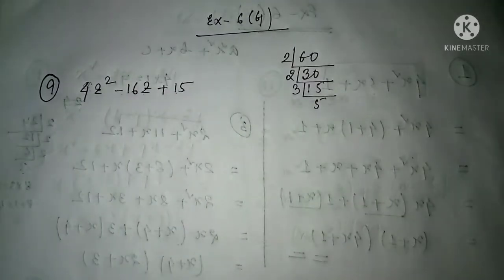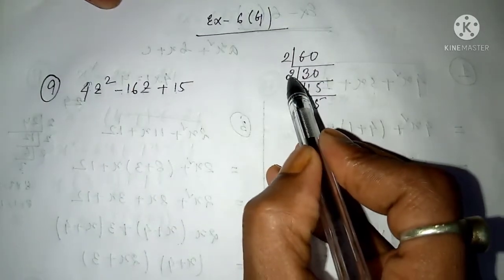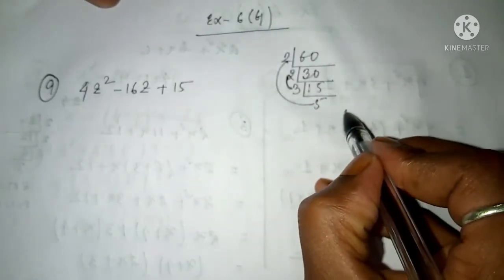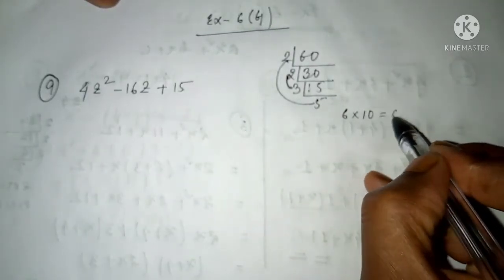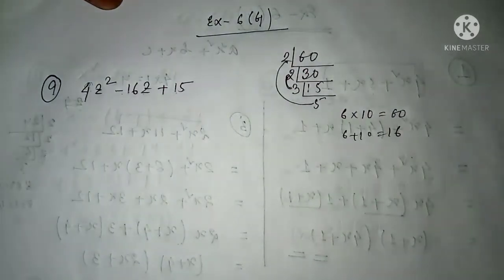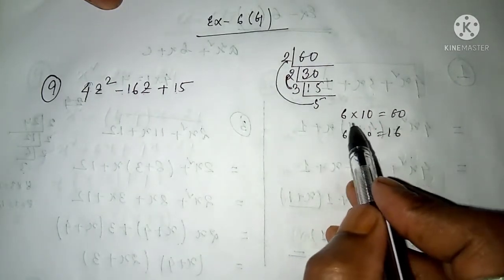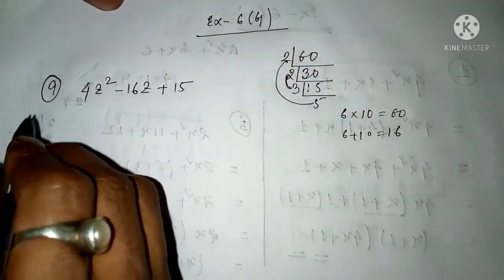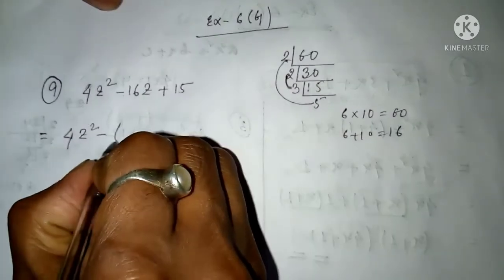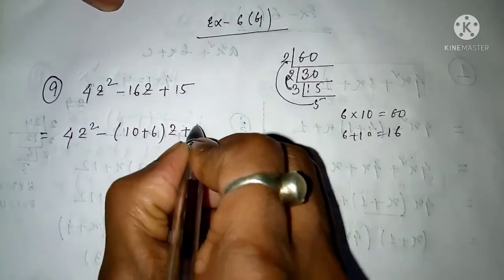Okay, now see what I need, 16 here. Then see 2 3s are 6, 2 5s are 10. Now see 6 into 10, this is your how much, 60. Now 6 plus 10, that is your 16. Now see, these two factors 6 and 10 satisfy both the conditions, so can I consider 6 and 10? Definitely. Then you see here, then this is your 4z square minus 10 plus 6, then this is your z plus 15.